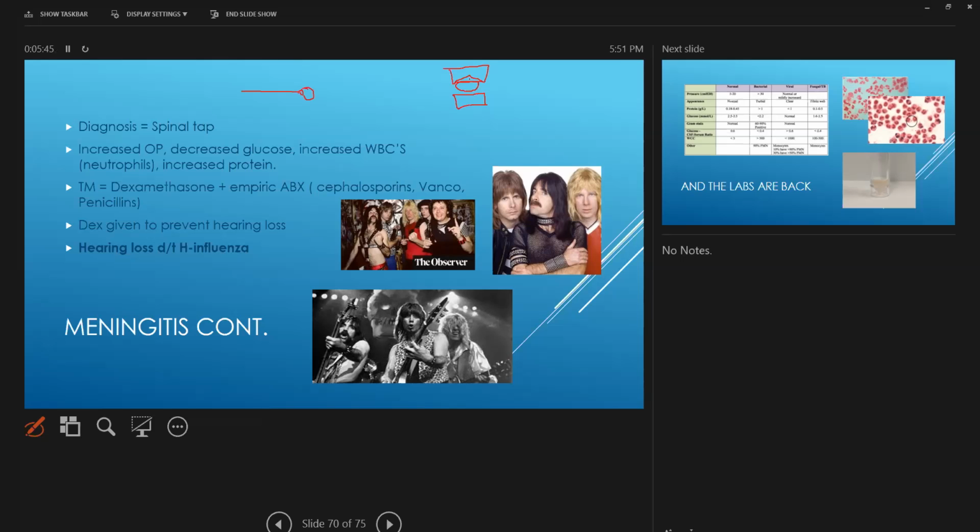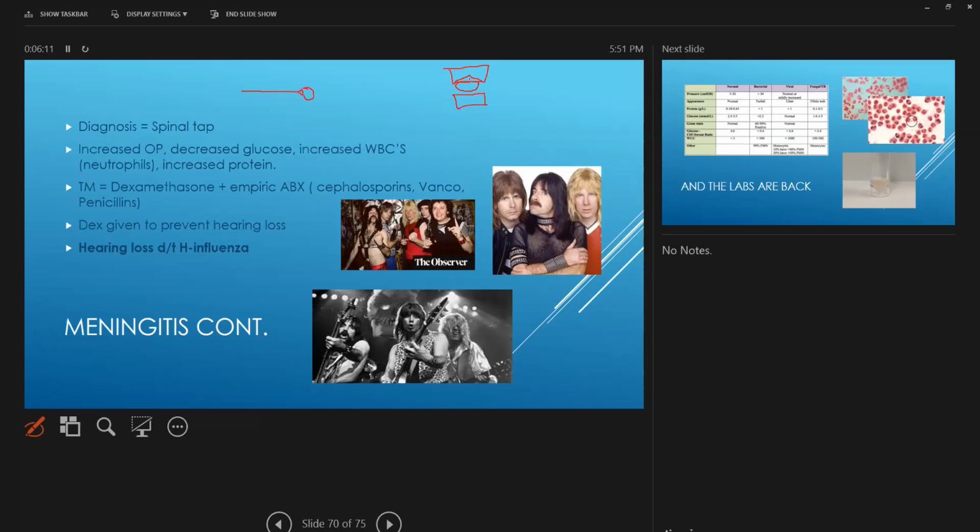So it could be gas that's formed by the bacteria or extra proteins, but at any rate, you've got an increased opening pressure. That's a bad sign. Also decreased glucose, because that bacterial infection is going to be gobbling up all the glucose for energy, and it's going to decrease the glucose in the CSF. Increased white blood cells, fairly self-explanatory. The body's trying to fight that infection.